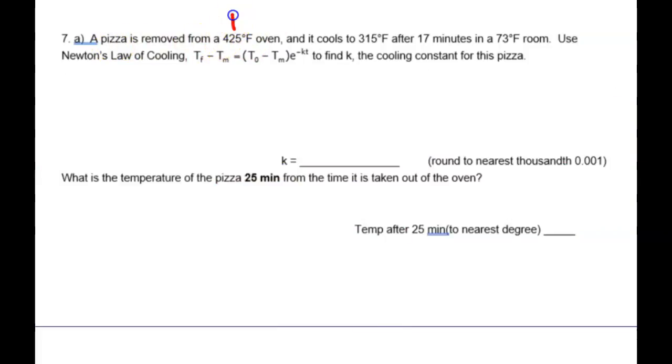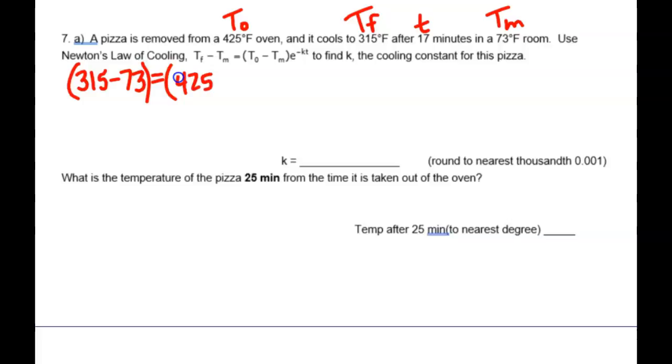Remove from an oven, this is the original temperature. The room is this, that's the medium. This is little t, this is what it cools to, that's the final temperature. So I would have 315 minus the room of 73 equals, the original temperature was 425 minus 73. Anybody have those already subtracted for me?